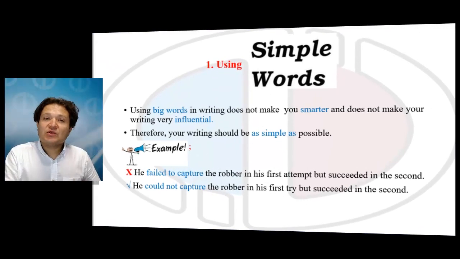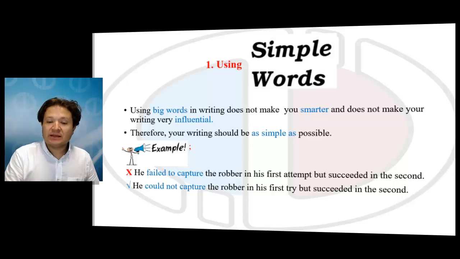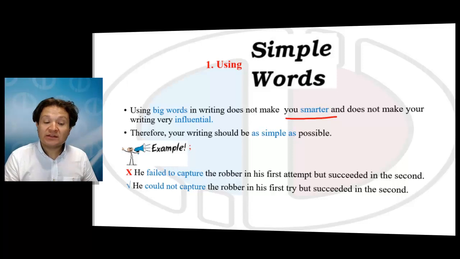The first strategy that you can use to write with plain English is using simple words in your documents. Using big words in writing does not make you smarter, and that does not make your writing very influential. Therefore, your writing should be as simple as possible.